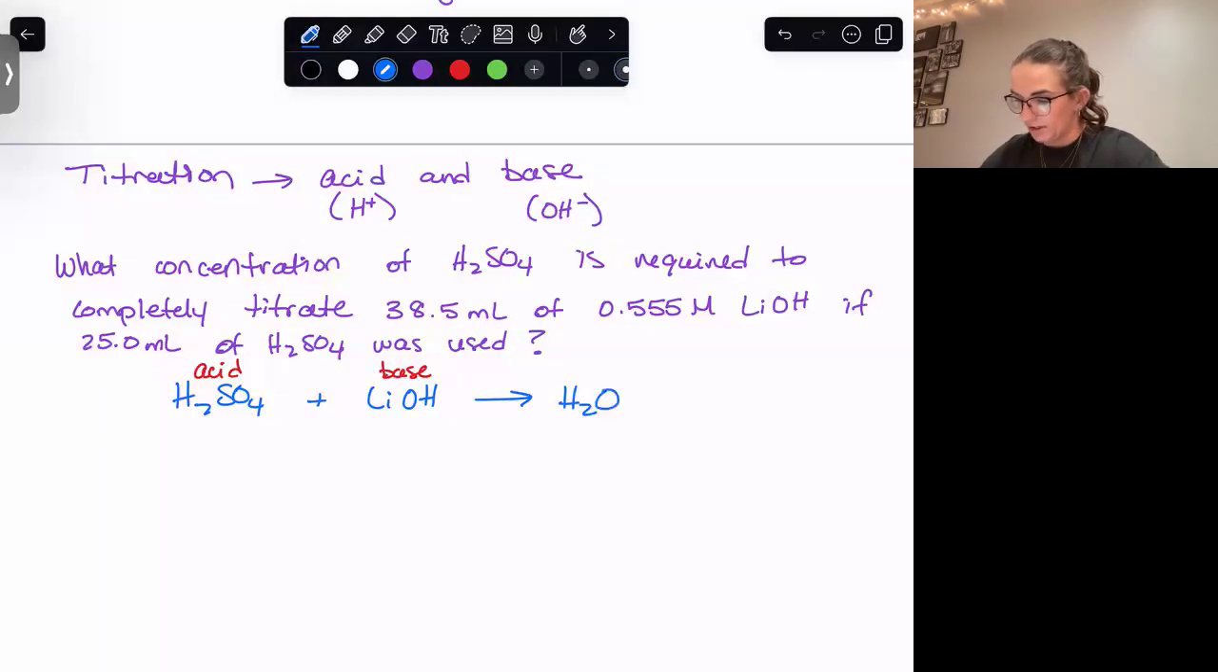Yep. H2O is going to be produced, and what's your other product? Yep, it's going to be an ionic compound. It's going to be a salt. It's going to be lithium sulfate, Li2SO4. What do we need to do once we've written out our chemical reaction? Good, we need to balance. How are we going to do that?